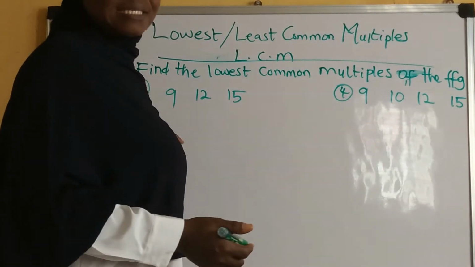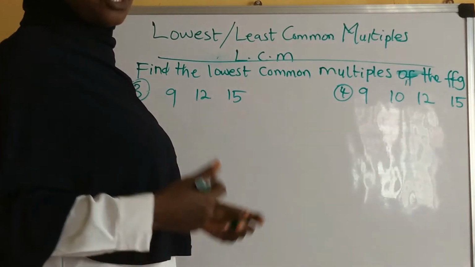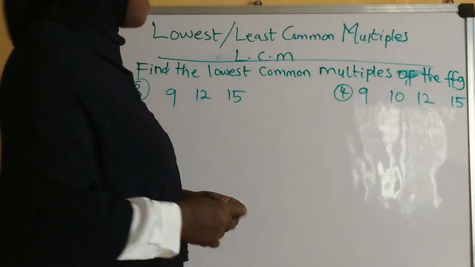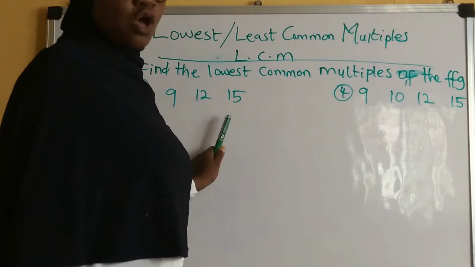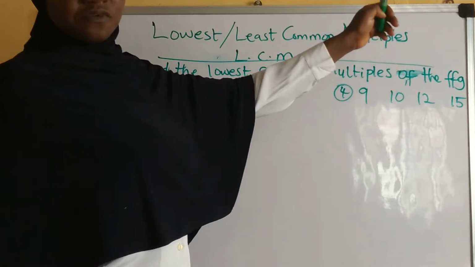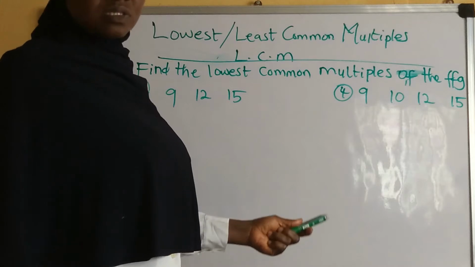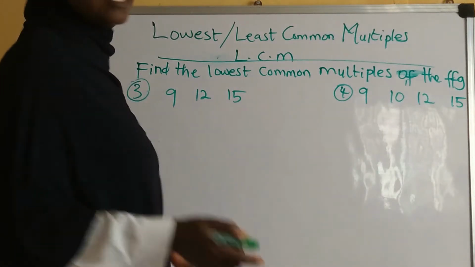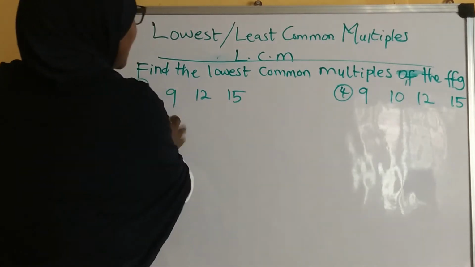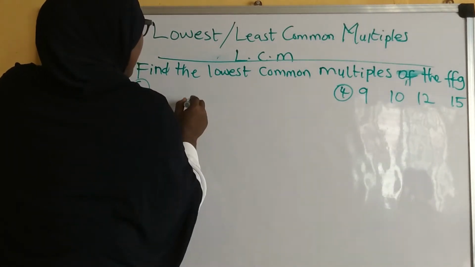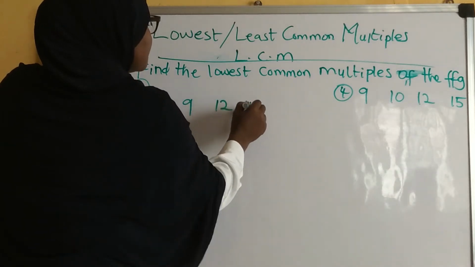Now, we want to look at example 3. Example 3 also, we want to find the lowest common multiple or the LCM of 9, 12, and 15. So we are basically going to use the same method that we used in the previous example here too. Alright, let's see how it goes. We have 9, 12, and 15 here. So just write it out. 9, 12, and then 15.